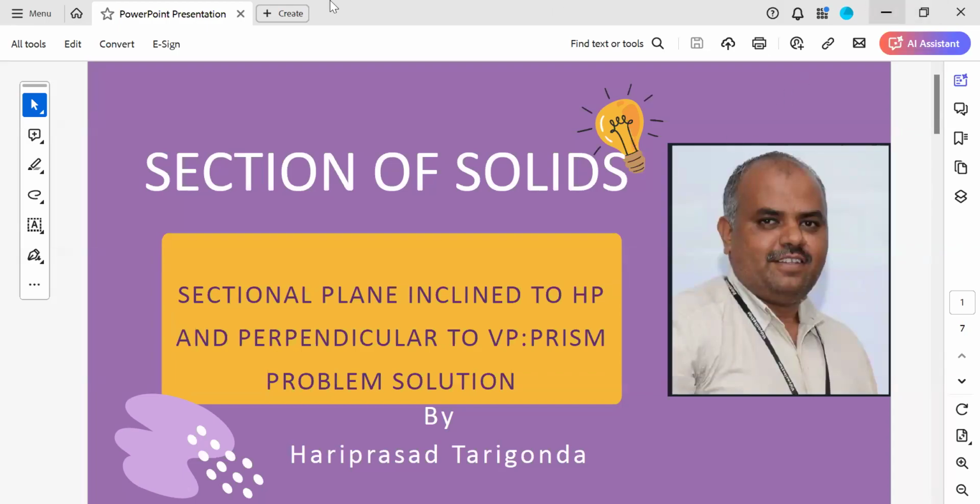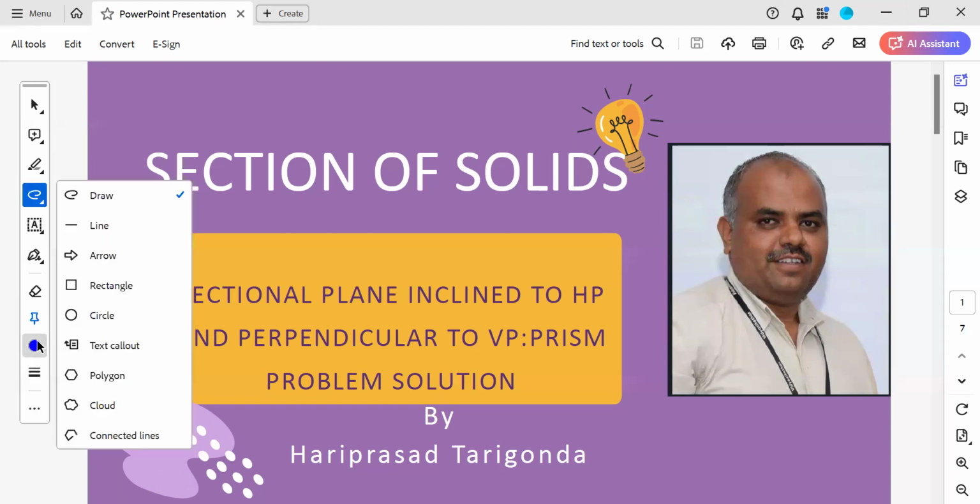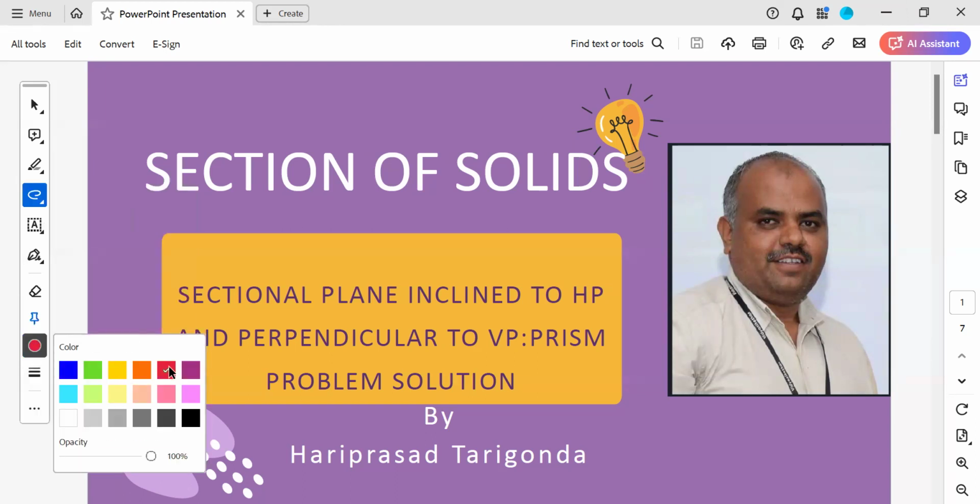Hi, good morning. Today we will see sections of solids problems. The sectional plane is inclined to HP and perpendicular to VP. That is a prism problem we will see now. Let us see the problem.